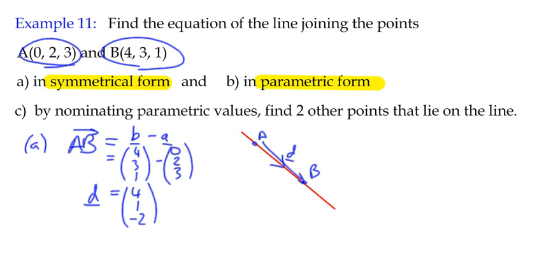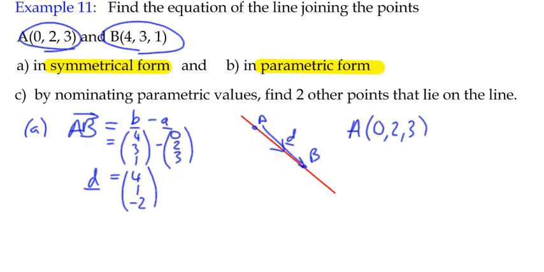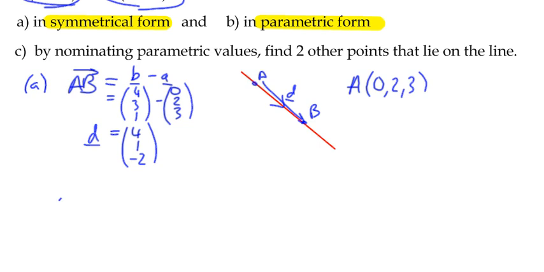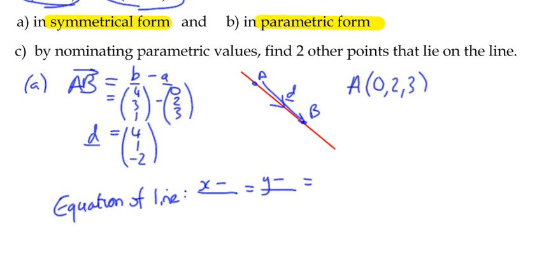We are also going to take one of our points. It makes absolutely no difference which point we use. So I'm going to use 0, 2, 3 as our point. Symmetrical form is the easiest one to make up. So the equation of the line in symmetric form looks like this. We've got x minus something over something equals y minus something over something, and z minus something over something. And I like to also sometimes make sure that you know that they're all equal to some parameter.